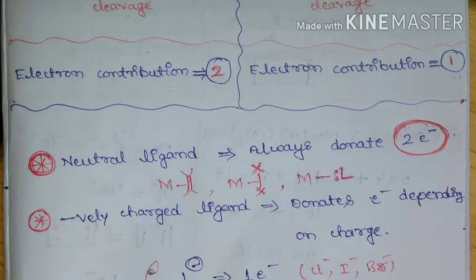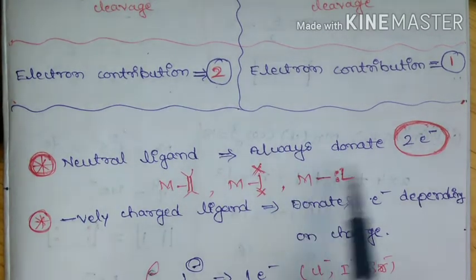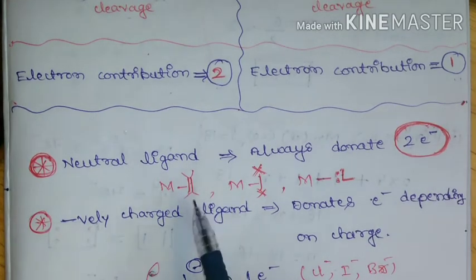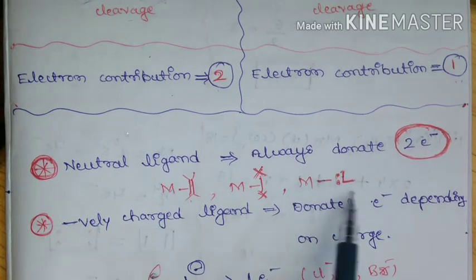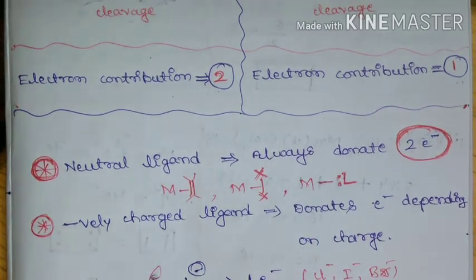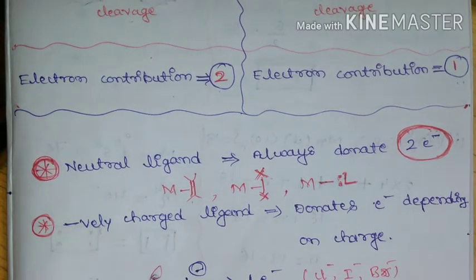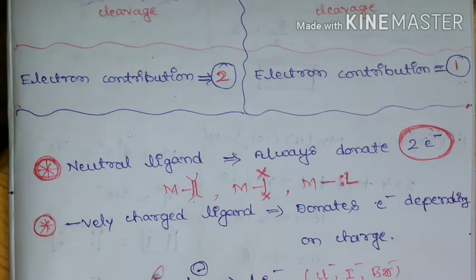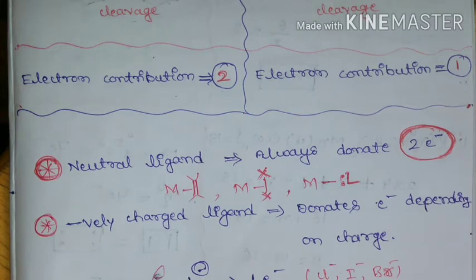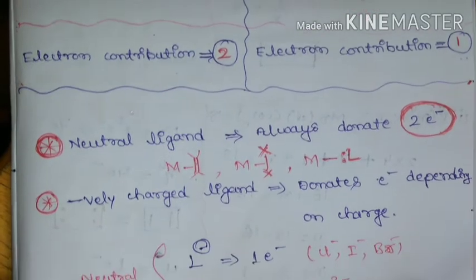If we have a neutral ligand, those neutral ligands always donate 2 electrons, like a double bond, sigma bond and lone pair. If we have any of these ligands, then they are always going to donate 2 electrons. Whether it is the ionic method or the neutral method, in both methods, neutral ligands will donate 2 electrons.